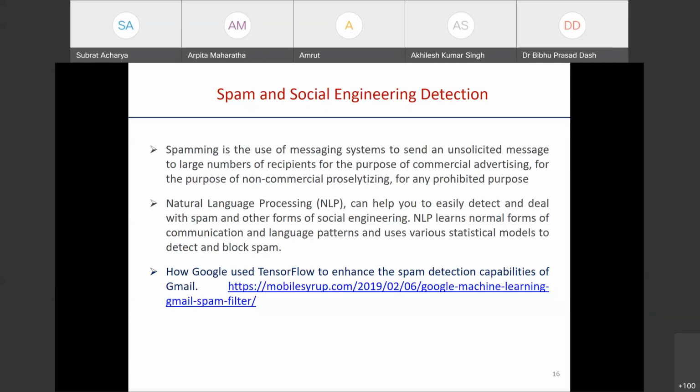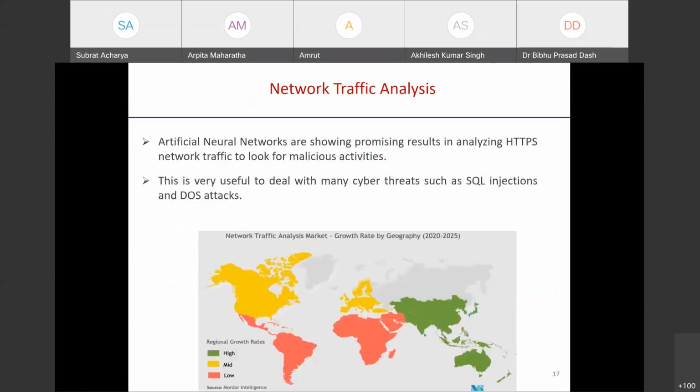I found that they are using one AI model, and there is an open discussion on how they built the Gmail model. That will give one insight. I have given the link also. Maybe we'll discuss that separately.